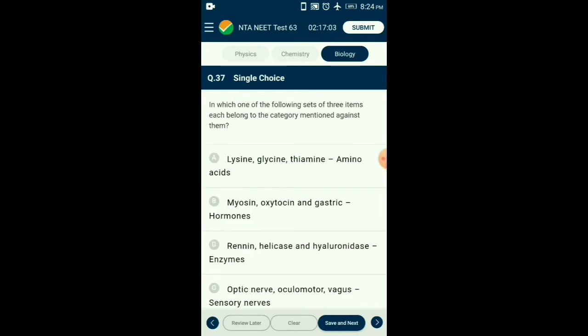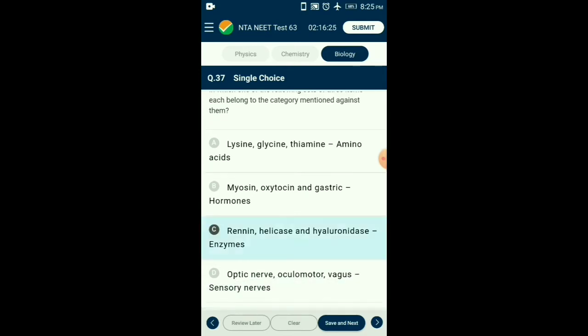Question number 37. In which one of the following sets do 3 items each belong to the category mentioned against them? Renin, helicase and hyaluronidase all are enzymes. Thiamine is not an amino acid. Myosin is not a hormone. Oculomotor is a motor and vagus is a mixed nerve. So the answer for this question is option C.